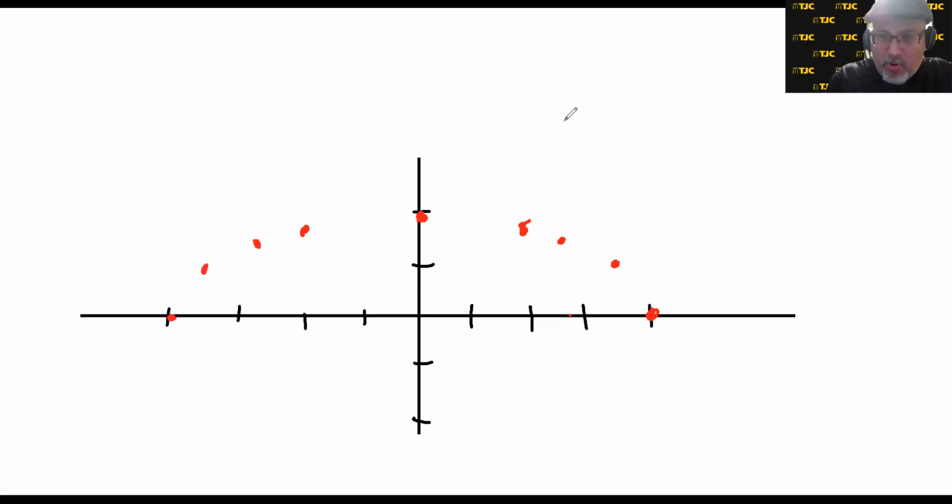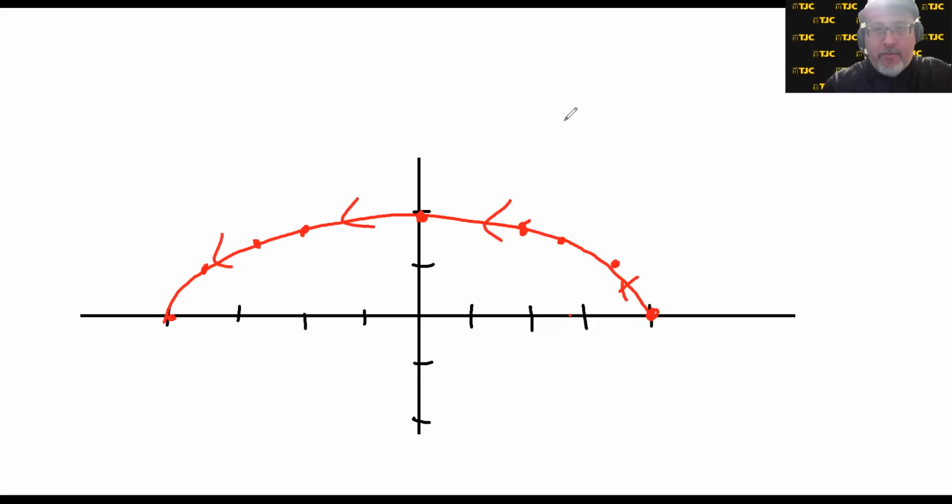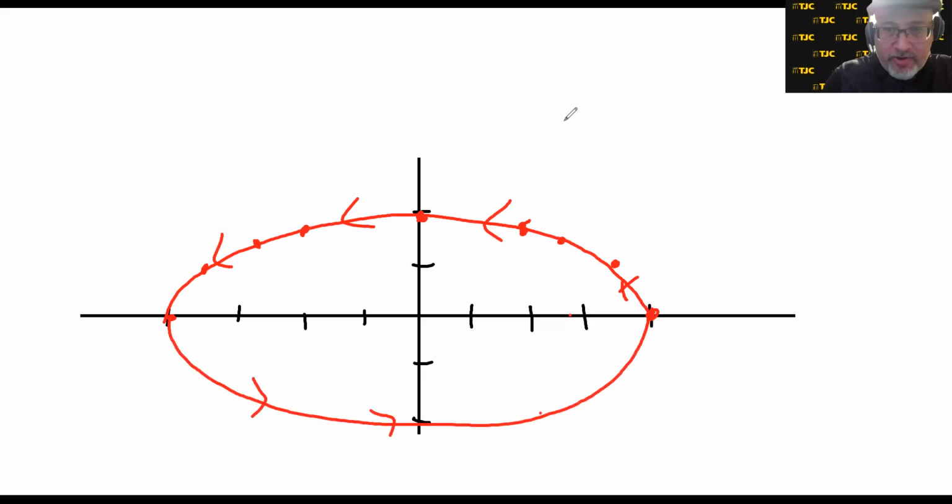And if we connect these points, we get a nice little ellipse. And the orientation is going counterclockwise. If we were to continue with quadrants 3 and 4, we would get the exact same phenomena down here. And we get what's called an ellipse.